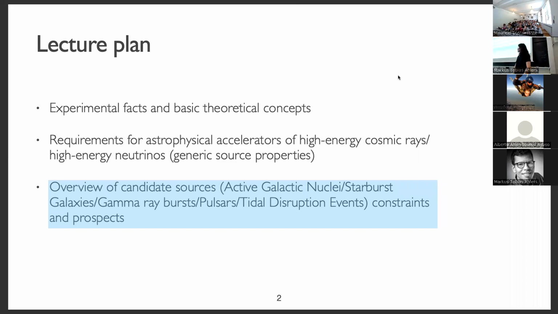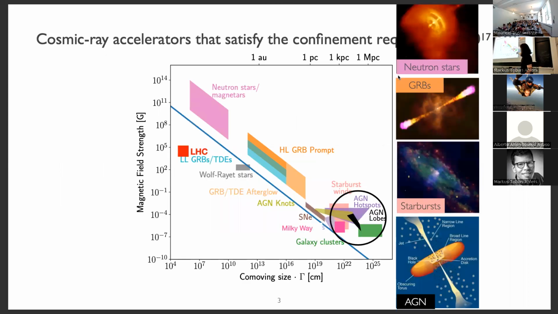My idea for today is to pick up where we left off on Monday. On Monday we looked at the generic requirements that the sources of IceCube neutrinos have to fulfill, and we started going through the sources that we identified as being able, theoretically at least, to comfortably accelerate cosmic rays to high enough energies that they could be producing the IceCube neutrinos.